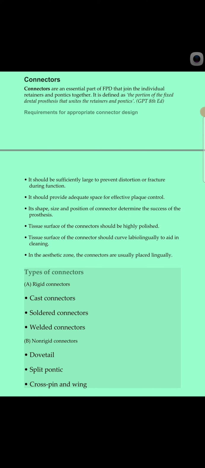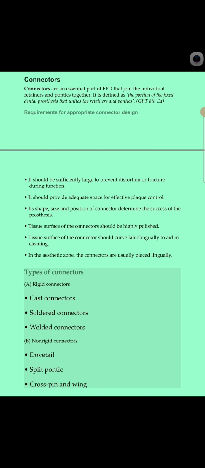Now come to the non-rigid connectors. First is the dovetail, also known as key and keyway. Here we make a key and keyway. In the Pontic there is a key, and in the retainer there is a keyway, and the key and keyway fit closely together. This is known as the dovetail, or key and keyway, also known as tenon and mortise. Second is the split Pontic. Here we split the Pontic into two parts, and of these two parts, one acts as a key and the other acts as a keyway.